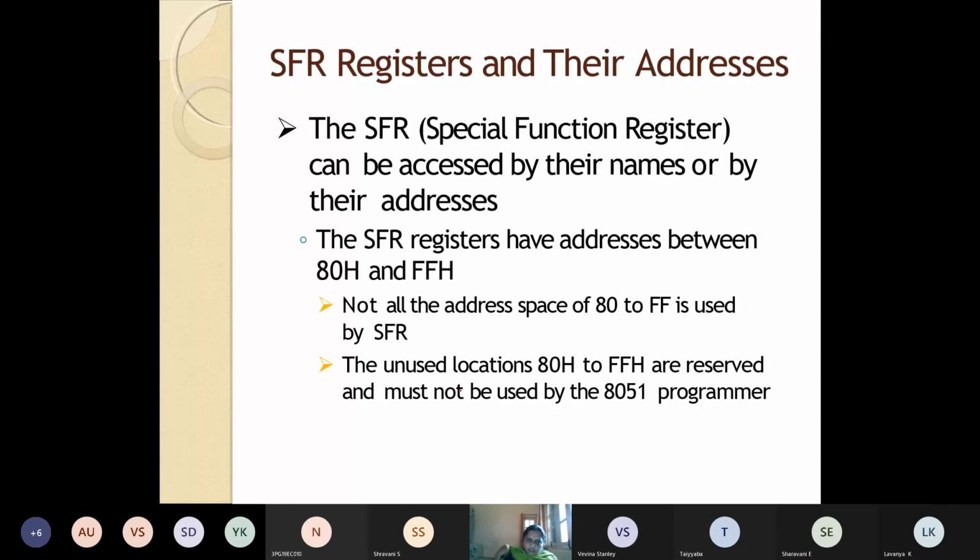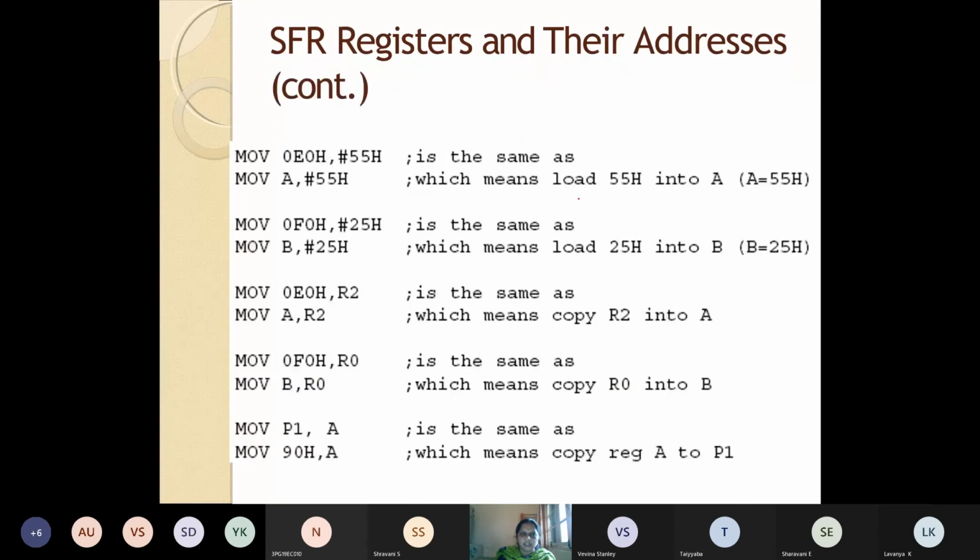Okay, going to the special function registers, as I said, from 80 to FF is dedicated to the special function registers. Not all the addresses are used for special function registers. The unused locations are reserved and should not be used by the 8051 programmer. They should not access memory locations which are not special function registers. Each special function register can be accessed by its name or by its address. Here I have MOV A comma #55.